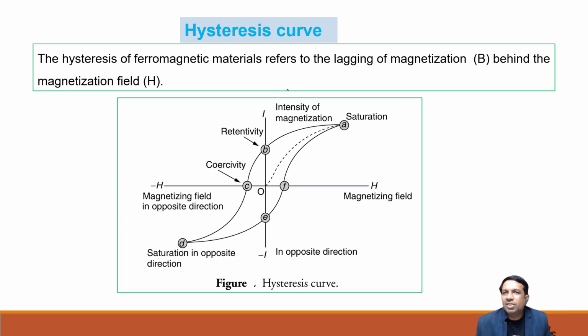ఏంటి ఇంతకీ హిస్టెరిసిస్ ఏంటంటే, the ferromagnetic material refers to the lagging of a magnetization behind the magnetizing field. So BH or I also we can consider.